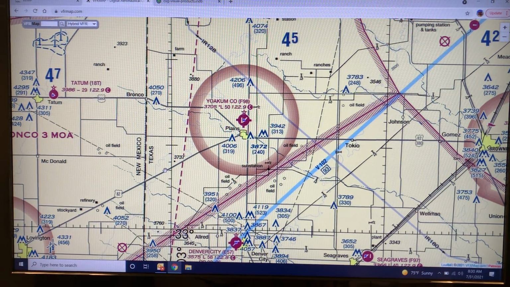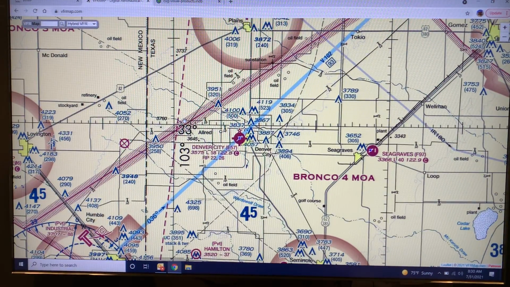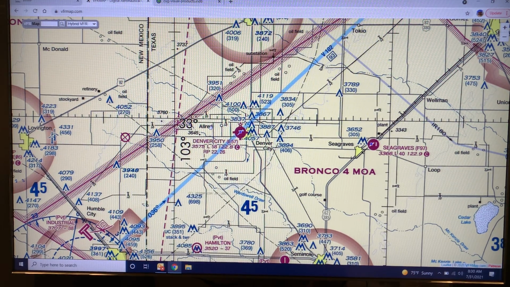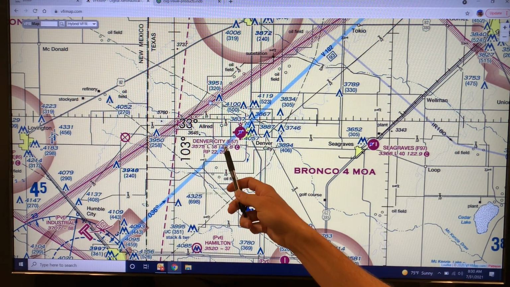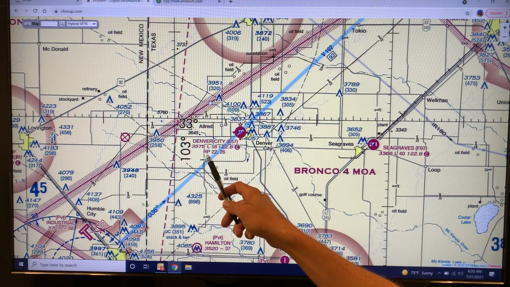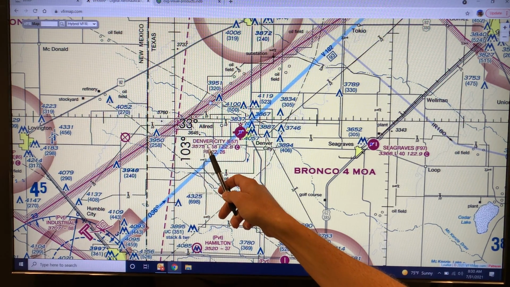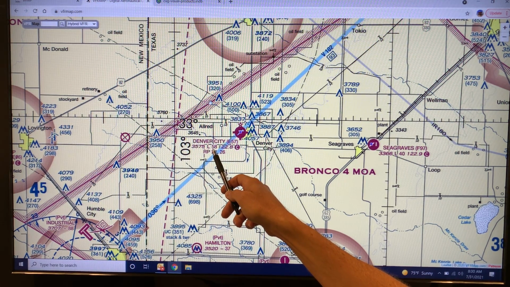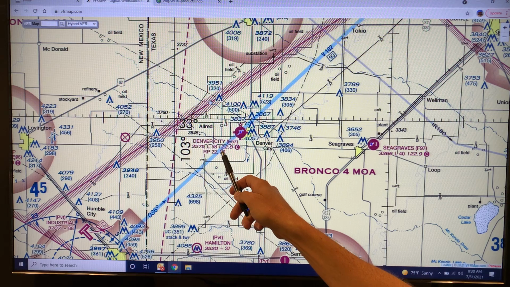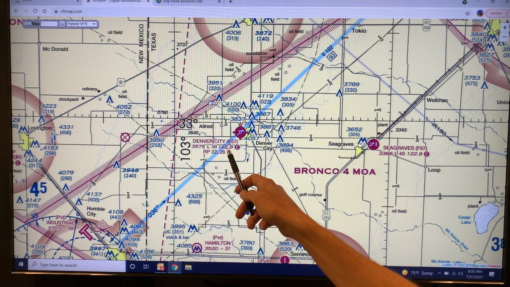All right. Let's look at Denver City. Denver City Airport is Echo 57. Field elevation is 3,575 feet. It does have runway lighting, and the longest runway is 5,800 feet. Common traffic advisory frequency 122.8.